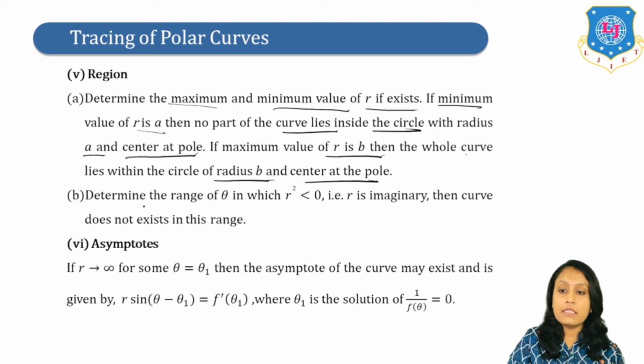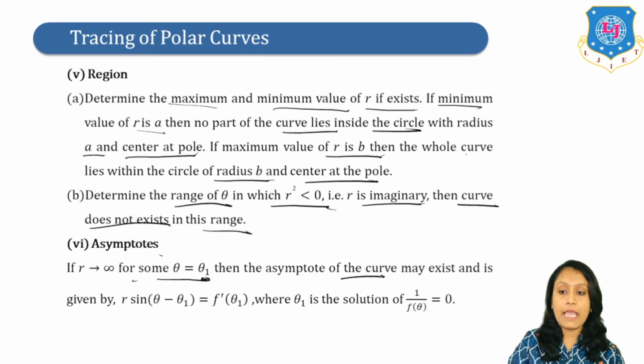Next, we'll determine the range of theta in which r square is less than 0, that is, r is imaginary. Then the curve does not exist in this region. Now we will discuss asymptotes. So if r tends to infinity for some theta equal to theta 1, then the asymptote of the curve may exist and it is given by the formula r sin(theta minus theta 1) is equal to f dash of theta 1, where theta 1 is the solution of 1 upon f of theta equals 0.